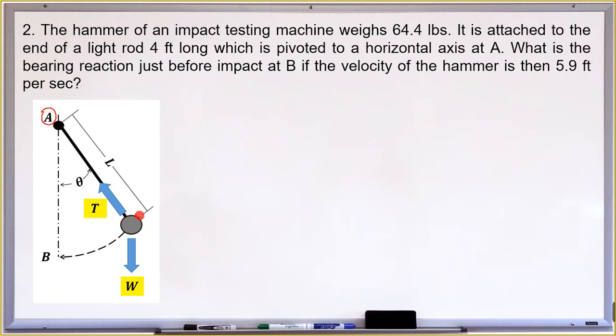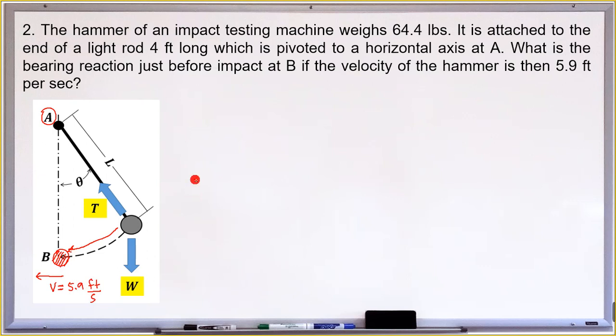Kaning gray nga circle muna siya nga to ang representation for the hammer. And then the question is, what is the bearing reaction just before impact at B if the velocity of the hammer is then 5.9 feet per second? So ang ato analysis ani naa na siya diri sa point P. And then iyahang velocity diri so again, the absolute velocity of a particle undergoing curvilinear motion is always tangent to the path. Ayaw ginakalimti. So 5.9 feet per second na siya sa point B. Aning ato ang problem pagpangutana.